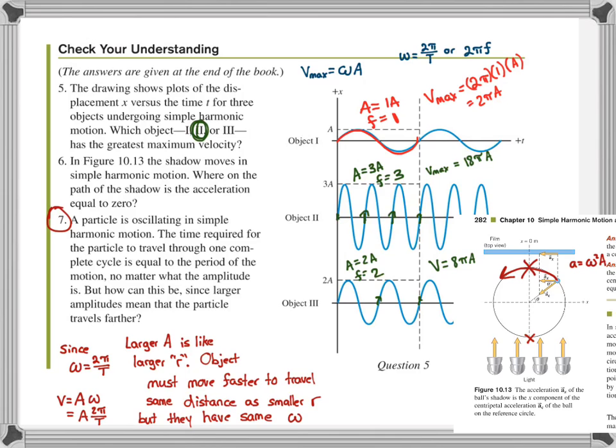But at the same time, they have the same angular frequency, or angular velocity, which is why their actual velocity is being multiplied by A. So something with a small amplitude and something with a big amplitude, but the same period, will have the same angular frequency, but they will have different velocities. That's pretty much it for that.